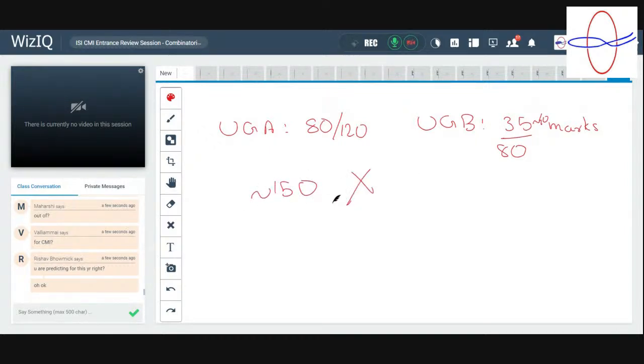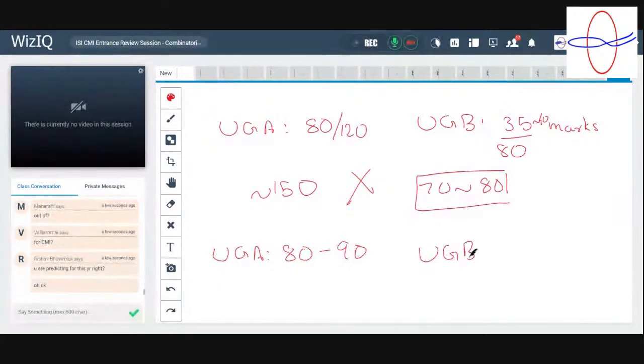This year, that's not going to happen. They're going to straight away offer admission after the written test. That means they're probably going to shortlist 70 to 80. So you can expect UGA to be somewhere above 80, but I assume below 90, and you can expect UGB to be somewhere around 40 to 50. So this is the year you definitely need to do better in than all previous years.